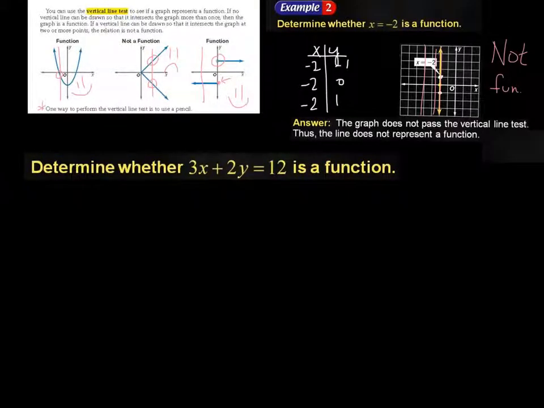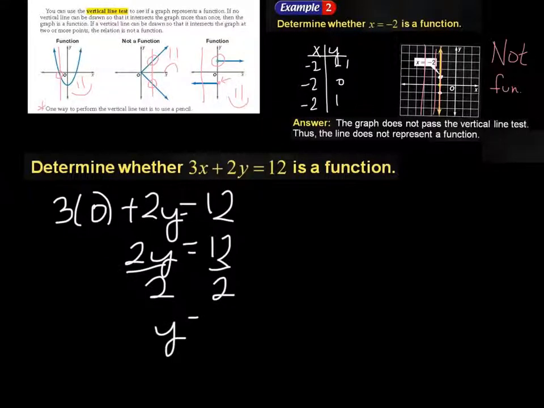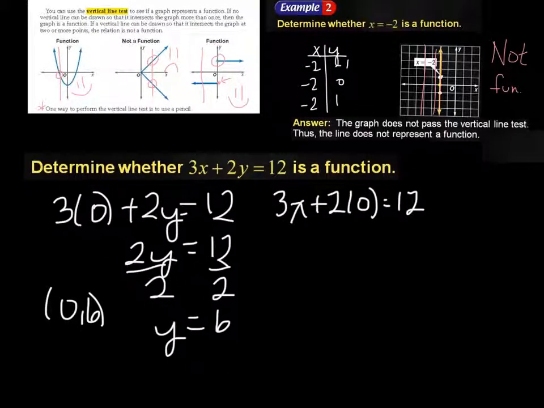Now this is a good one to practice our x and y intercepts we had in the last lesson. So if we substitute 0 in for x and solve for y, we'll get one nice little point. So 2y equals 12, so y is 6, so that's the ordered pair 0, 6, easy to plot. If we substitute 0 in for y, two times 0 is 0, so 3x equals 12, x equals 4, so that's the ordered pair 4, 0.